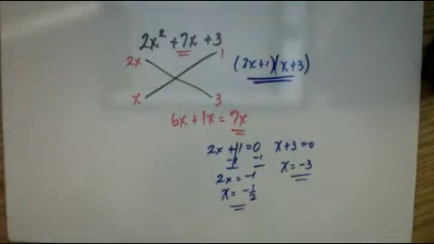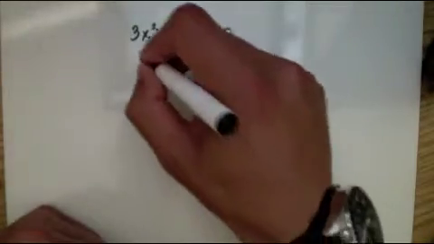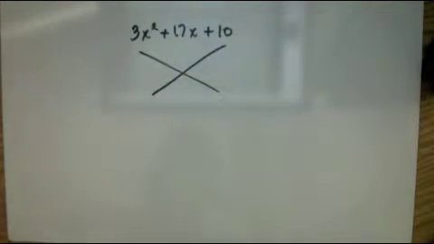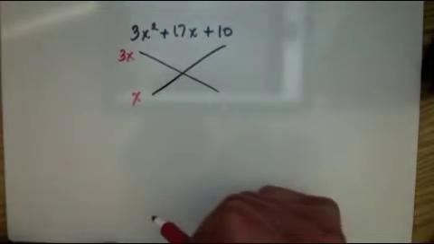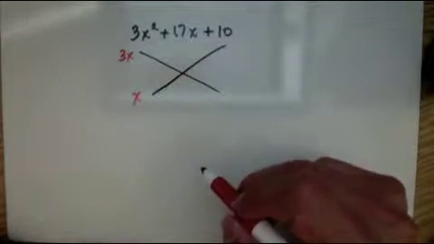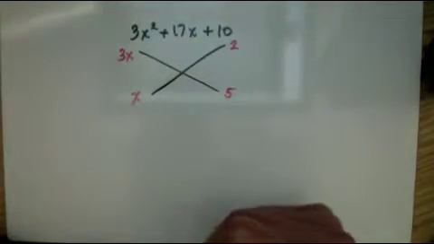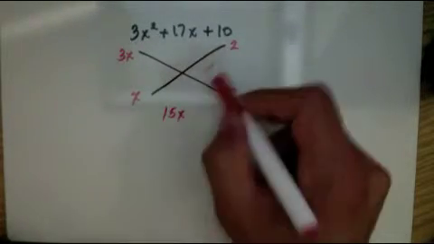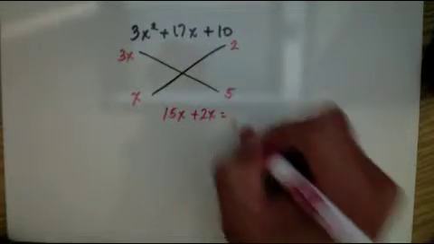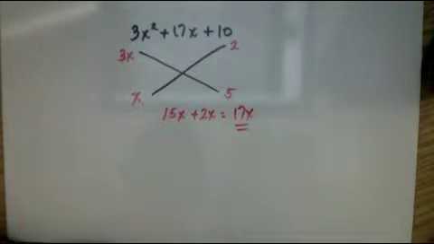Okay. Let's go ahead and do another one so you can get the hang of it. 3x squared plus 17x plus 10. Let's do my x factor. Factors of 3x squared, that's going to be easy. 3x and x. And then factors of 10. Well, let's see. We can use 2 and 5, so let's try that. 3x times 5 is 15x. Good. And x times 2 is positive 2x. Nice. So 15 plus 2 is 17. Perfect. That's what I wanted.